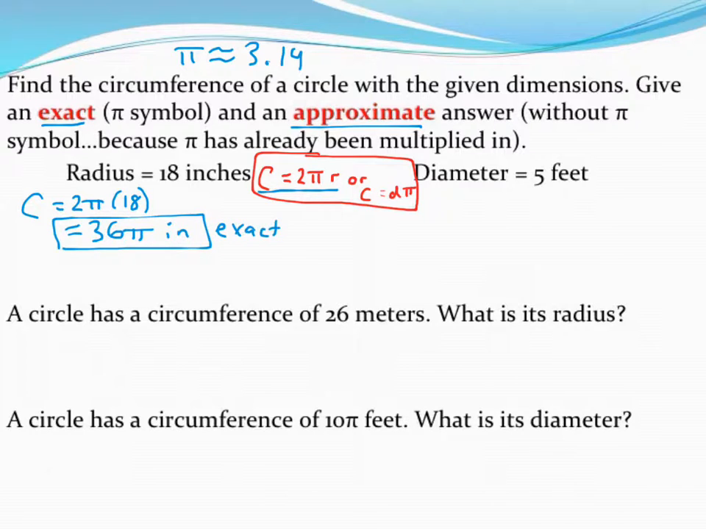Now, if I want to get an approximate answer, I'm going to use my wavy equal sign to show approximate. What I want to do is replace pi with a number. And we agreed in class that we're going to use about 3.14 for pi. So as soon as I've replaced the pi symbol with that number, I now have an approximate answer. If I do that multiplication, 36 times 3.14, I get approximately 113.04 inches. Both of those numbers are approximately the same thing, 36 pi and 113.04. They're about the same thing, just one is exact and one is approximate.